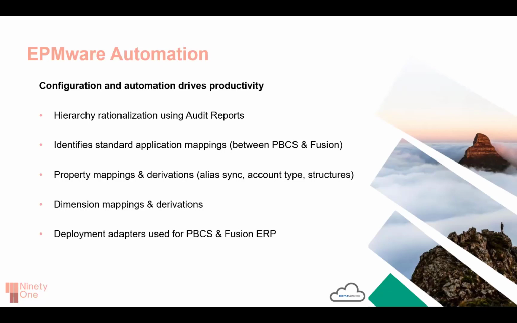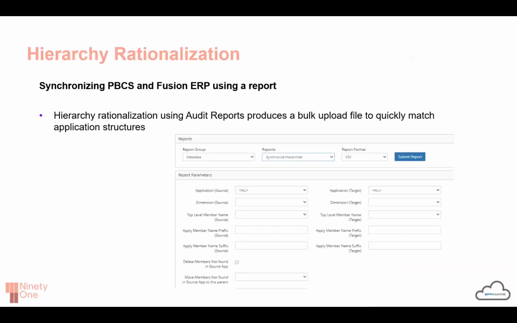Using a hierarchy rationalization report, we were able to export a report that allowed us to identify all the differences. The report enabled us to then create a bulk upload, which we'll look at in a minute, that allowed us to match and auto-generate all the required changes, such that we were then able to use the bulk upload to reload back into EPMware to synchronize the hierarchy and build out the additional levels into Fusion.